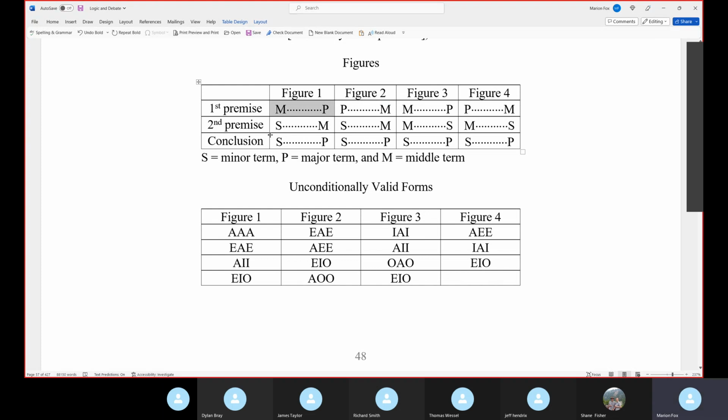The AAA proposition is only valid in figure 1 form. All right. Only valid in figure 1 form. Notice it's not found in the figure 2 and figure 3 and figure 4 forms. It's not valid. Is that clear?